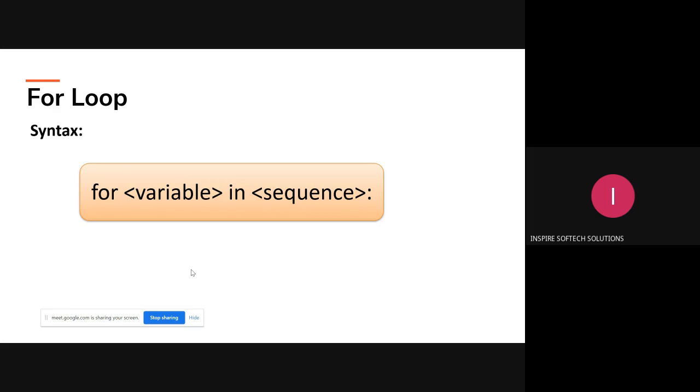So for variable in sequence. Note down the syntax very clearly. This is going to be type 1. Note it down. In the for loop, we have totally 2 ways to use a for loop. This is the first way: for variable in sequence.